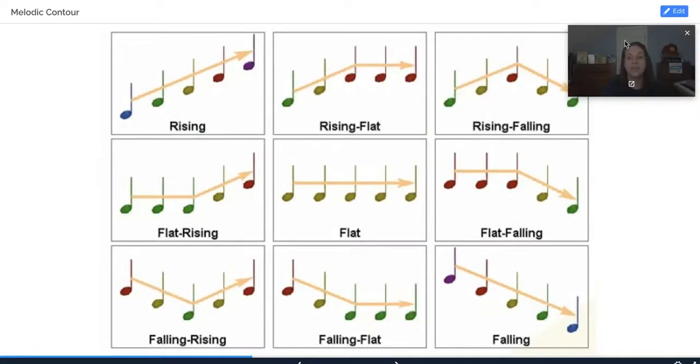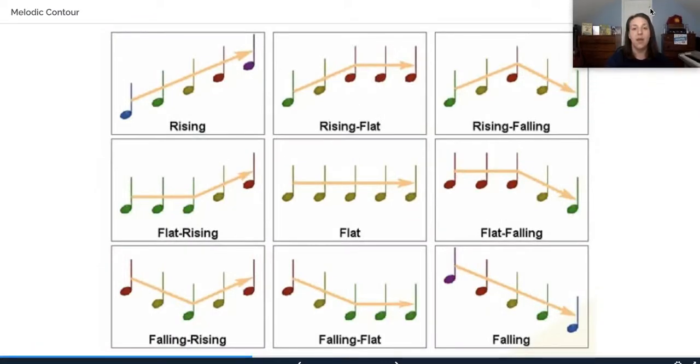So here are some examples of melodic contours. Right here, you can see that it's just a rising contour. So it's going from do up. Do, re, mi, fa, sol, and so on. Okay, so it's just kind of going up. We have here where we're rising, but then we stay flat. So do, re, mi, mi, mi, okay?